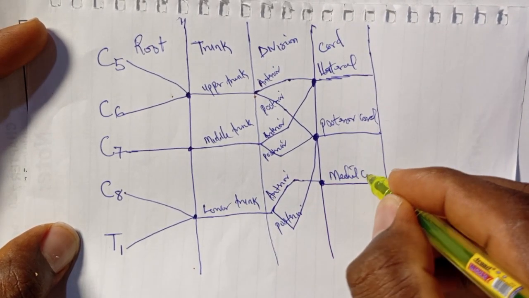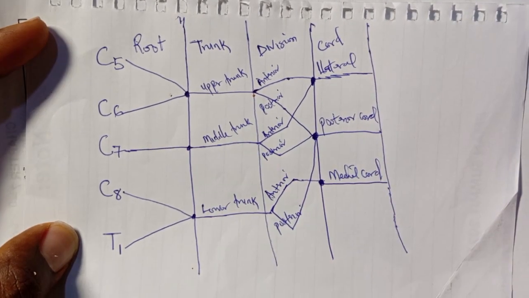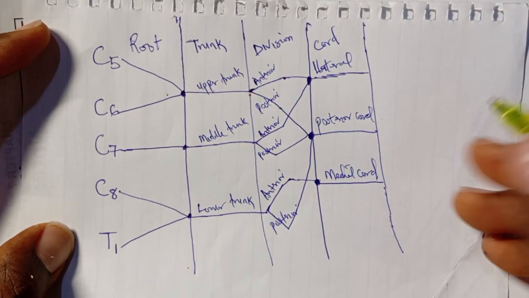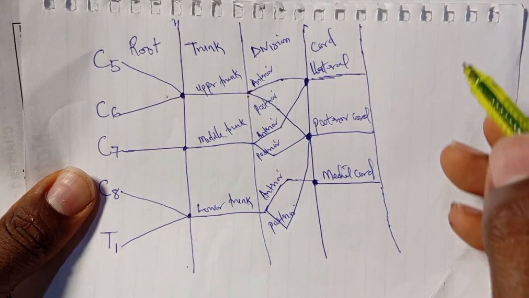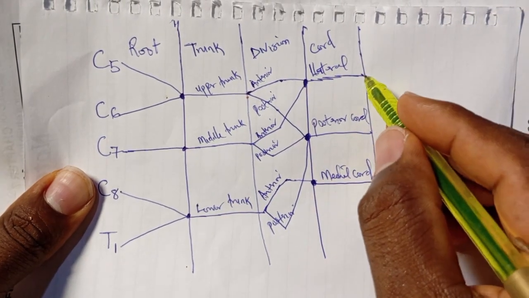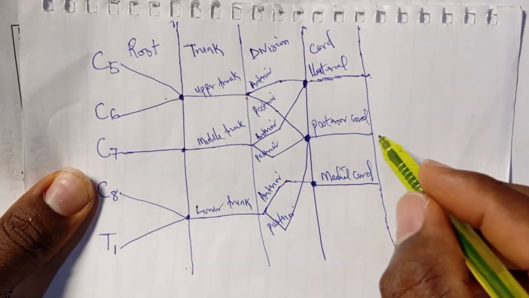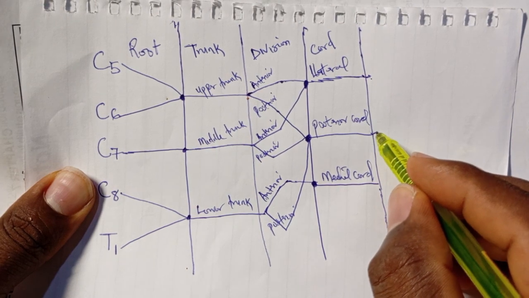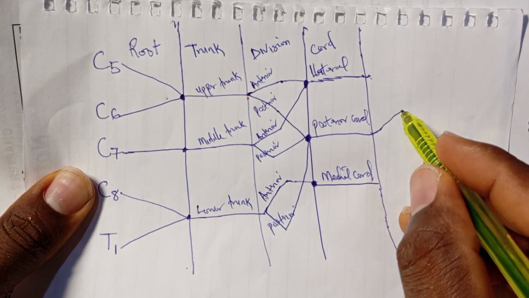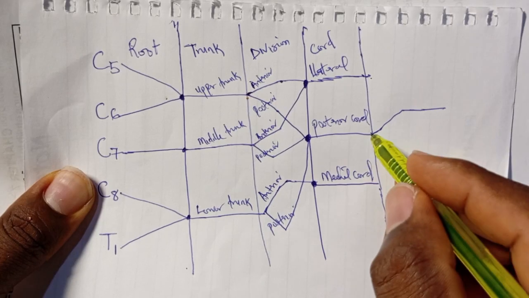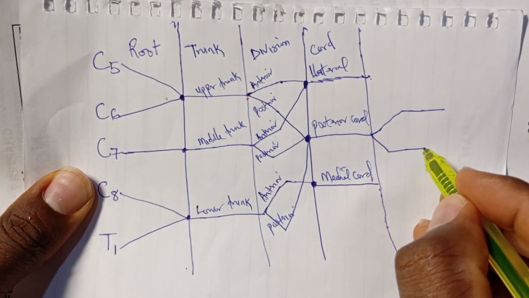Then the anterior will form the medial cord. So it's as simple as that, but we are going to take it slowly. Now we've done the root, the trunk, and the cord. So it's time for us to do a branch.